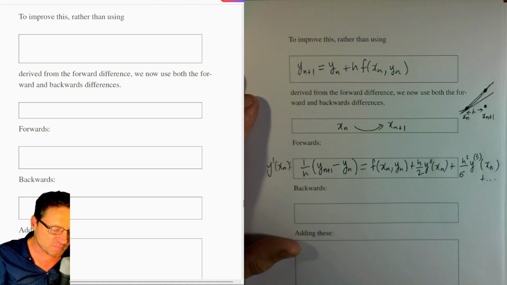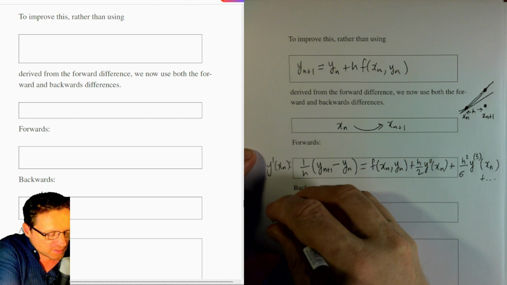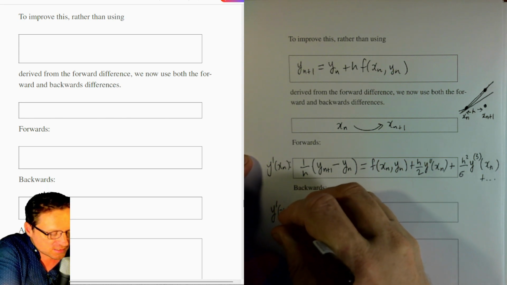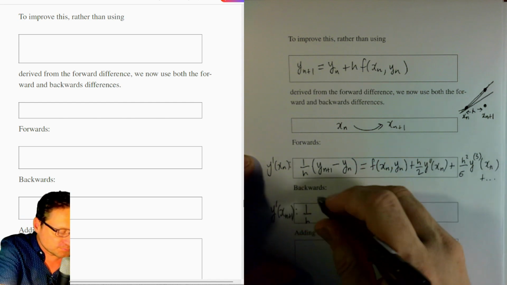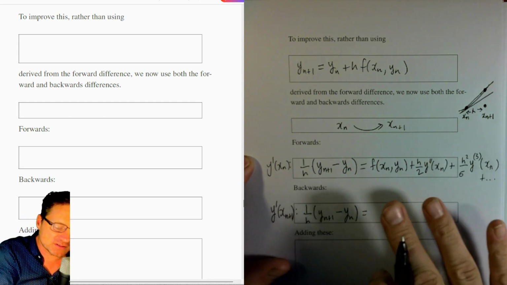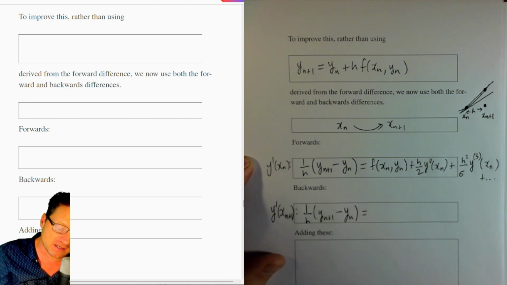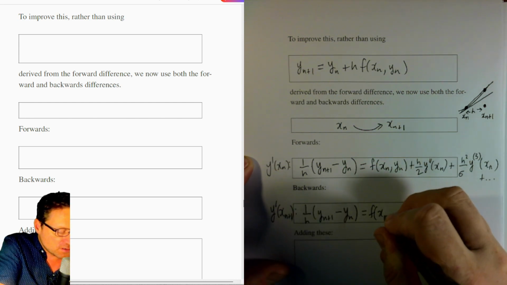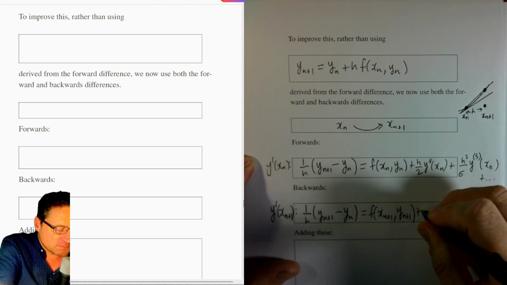Okay, now using the backwards difference from here, so we're approximating y dash at xn plus 1, the left-hand side will be the same, but since this is a backwards difference, all the subscripts here will be xn plus 1 on the right-hand side. So we'll have f of xn plus 1, yn plus 1, plus.